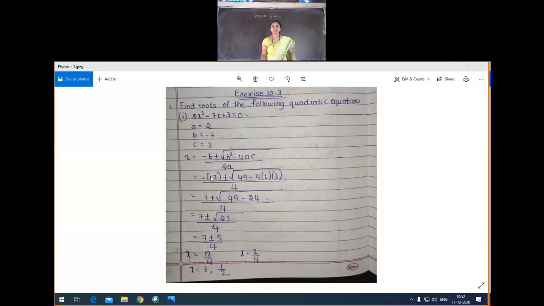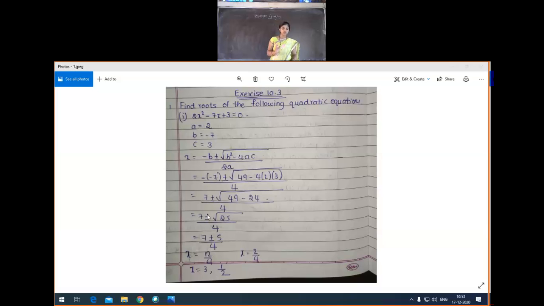Now minus of minus means plus 7 plus or minus square root of 49 minus 4 2s are 8, 8 3s are 24, divided by 4. Next, 7 plus or minus square root of 49 minus 24 is 25, divided by 4. Then 7 plus or minus root 25 is 5, divided by 4. Then we have to apply once the plus sign, then the minus sign. First we take the plus sign: 7 plus 5 is 12 by 4, that is 3. Or x is equal to 7 minus 5 divided by 4, that is 2 by 4, which is 1 by 2.